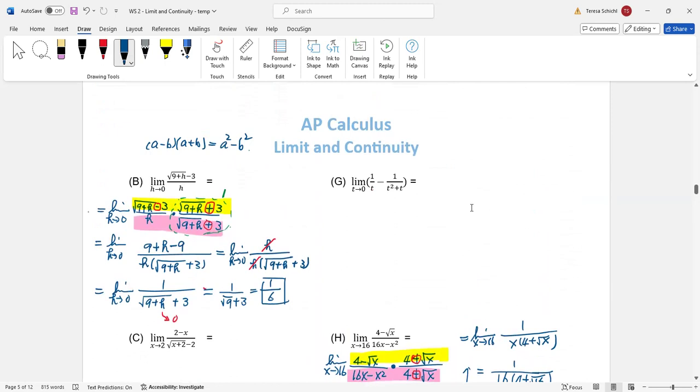All right, let's take a look at part G here. So for this one, we have 1 over t and 1 over t squared plus t. So this is when t approaches 0. And this one is approaching 0 as well. So this is like the infinity minus infinity situation. So what do we need to do? Like we said before, we will try to combine it, right? Use my algebra, try to find the common denominator and combine it.